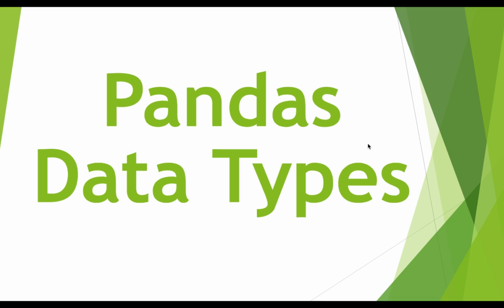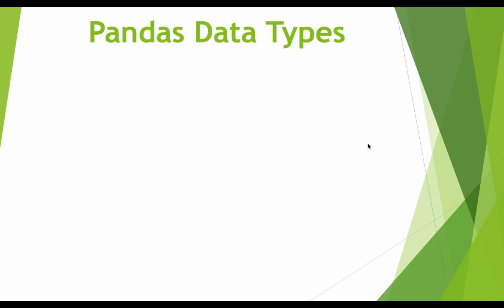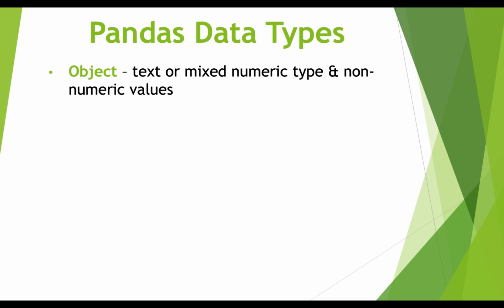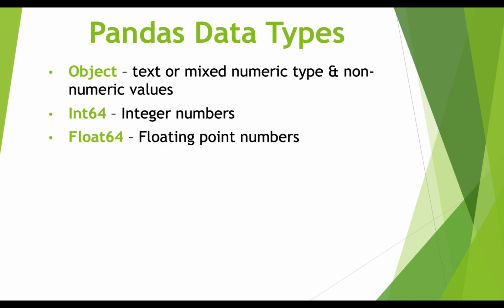Each column in a Pandas data frame contains data of a consistent data type. And I think you should know about these data types at this stage because they will come in handy during data analysis. So, following are the data types available in Pandas. Number 1 is object. So a Pandas data frame column of this data type is going to hold text or mixed numeric type or non-numeric values. Number 2 is int64. As it goes by the name, a Pandas column of this data type is going to hold integer numbers. Number 3 is float64. This data type is there to hold floating point numbers, very much self-explanatory.